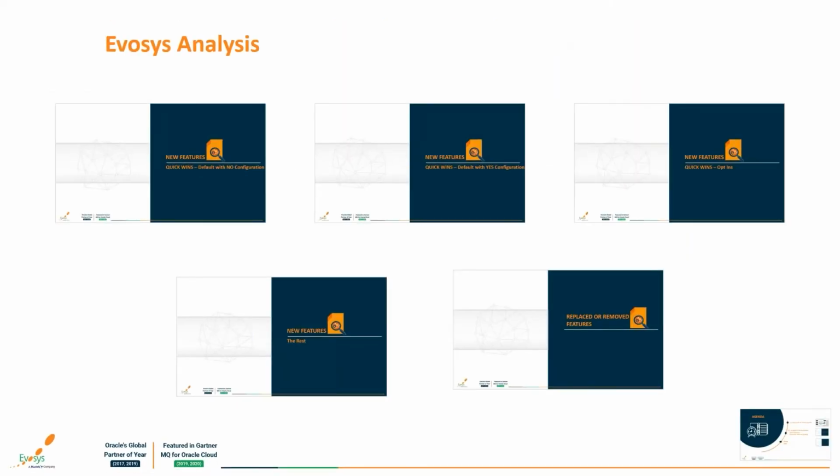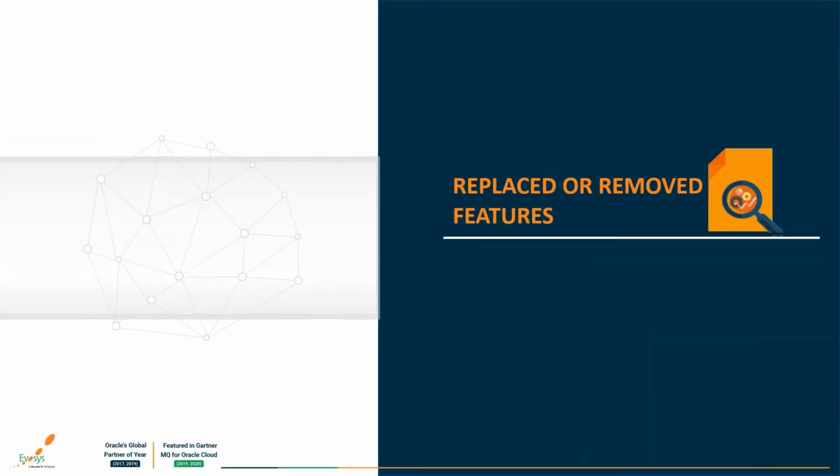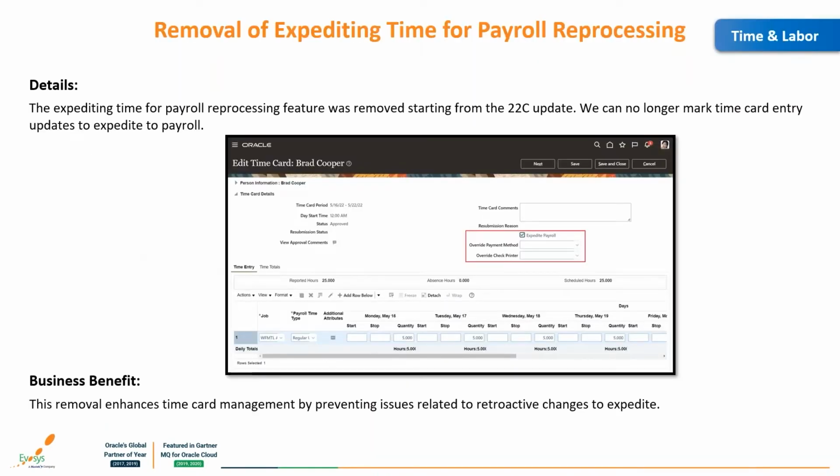With this, we have seen all the 27 new features which are going to come up in the 22C release for workforce management and payroll. The next section that we have is replaced or removed features. There is just one removed feature in 22C. No features are replaced. That feature is in the Time and Labor module: removal of expediting time for payroll reprocessing.